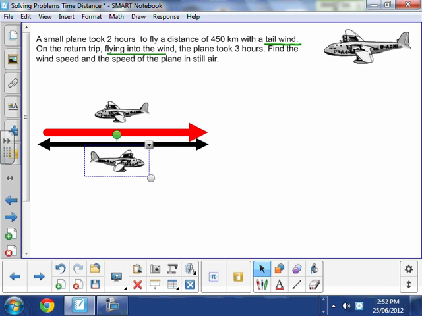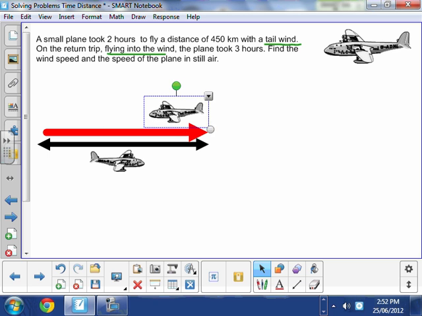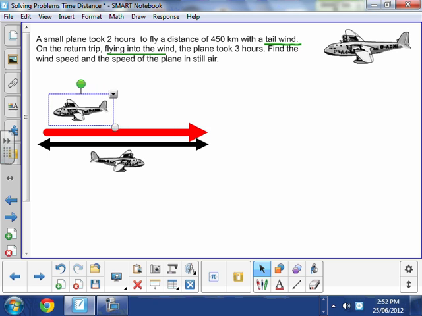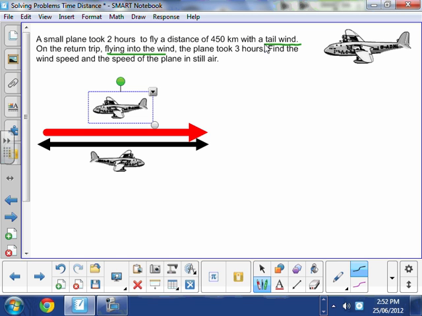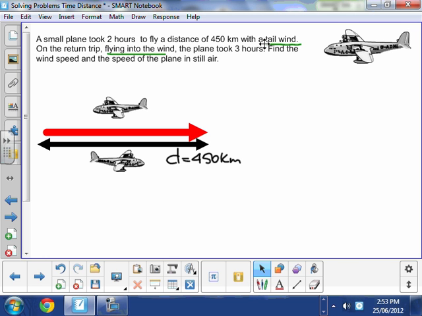And if you are flying into the wind, that means that you are being pushed back by the wind. Okay, so it is something like that. Yes, and that means that the wind and the plane are in two different directions. Okay, I understand. Now, one more thing I know: the distance traveled, D, is 450 kilometers, represented here by the black distance.